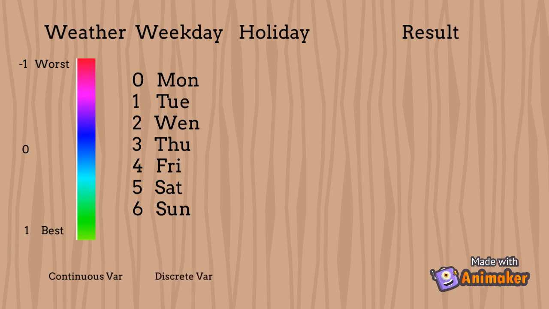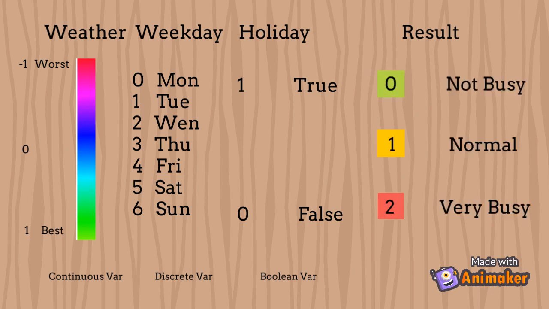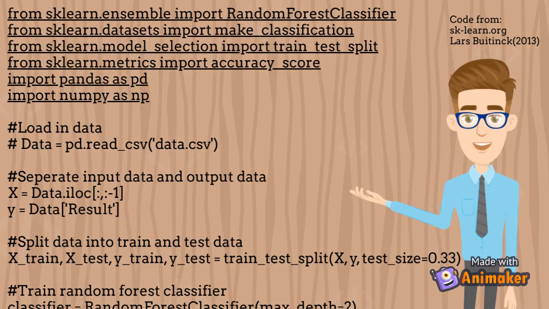Finally, for something like holidays, we have to have a bool variable, 1 or true, it is a holiday, and 0, false, it's not a holiday. Lastly, we'll split our results into our 3 categories we had before, 0 for not busy, and 2 for very busy. Finally, the code. We'll be using Python, specifically the Python packages scikit-learn and pandas.